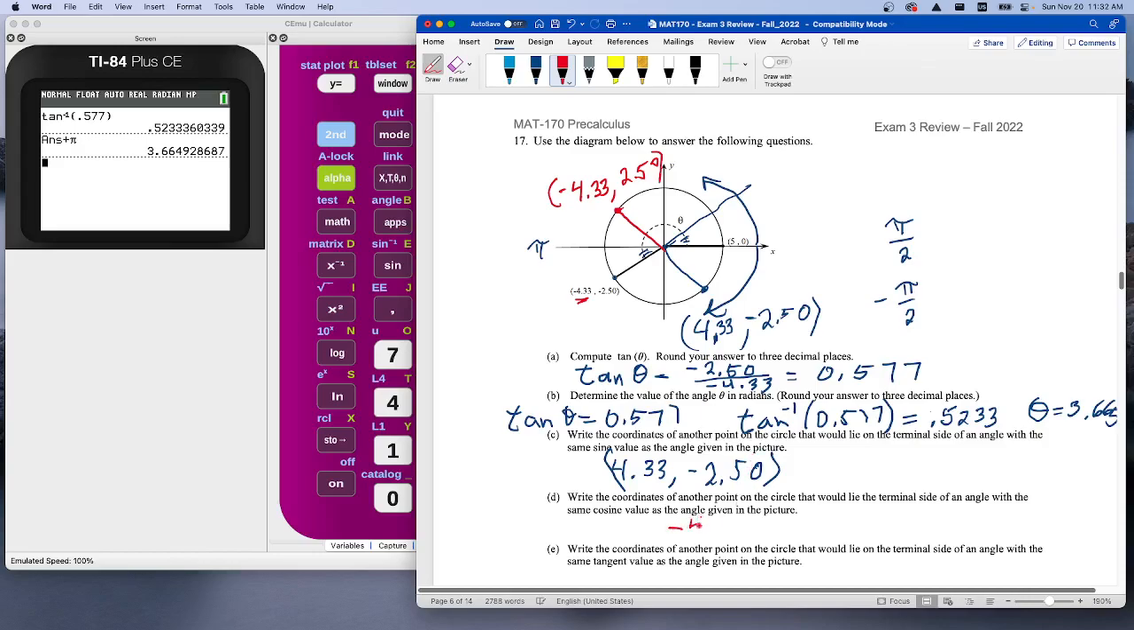So the x coordinate is going to stay the same, but to get that, we had to go to the second quadrant. So our y coordinate changes to 2.50.